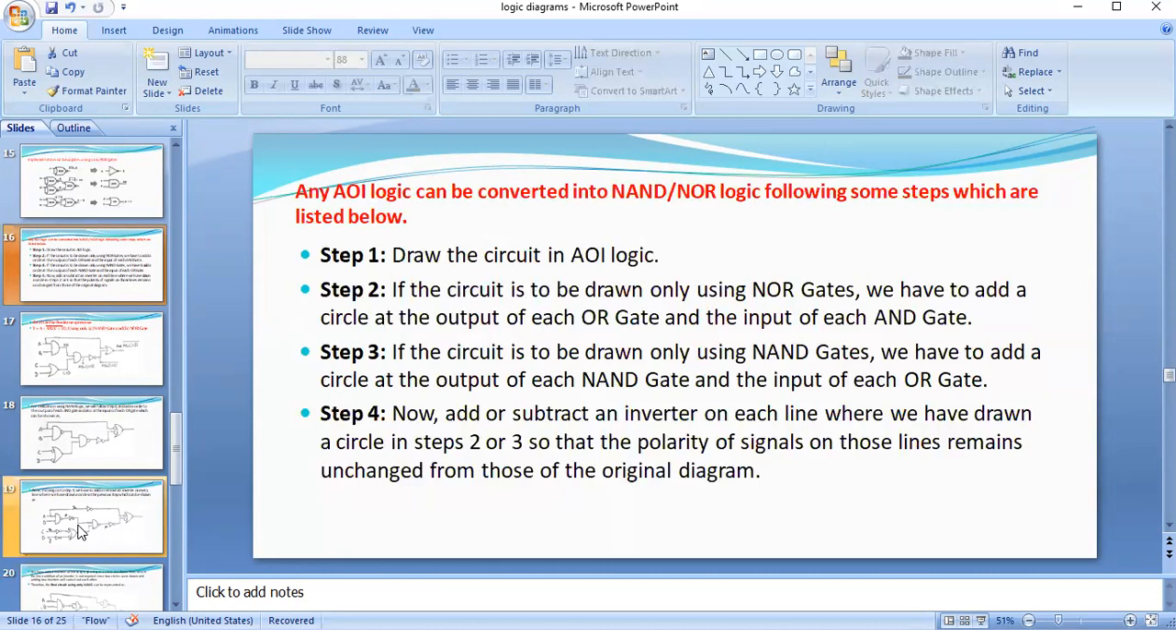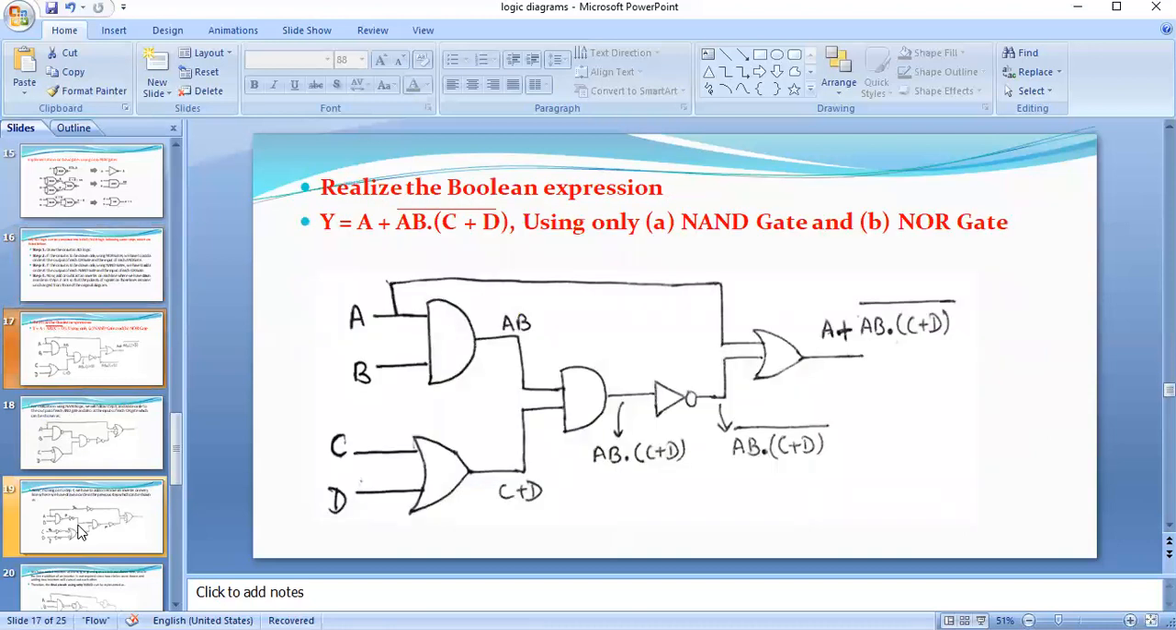For example, if you want to implement the given Boolean function using only NAND gates, what do we have to do? We have to add a circle at the output of each AND gate and the input of each OR gate. After that we have double inversions. We can cancel the double inversions, or we have a single inverter. Instead of a single inverter, we can replace it with either a NAND gate or a NOR gate depending on the requirement. So finally we get the required logic diagram.